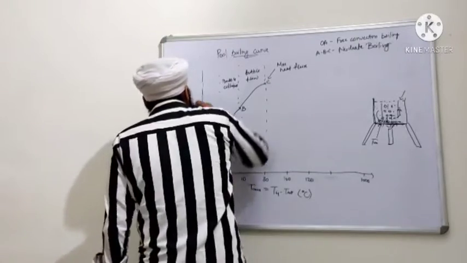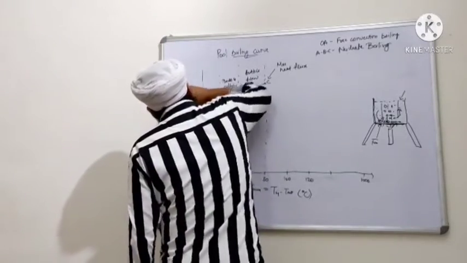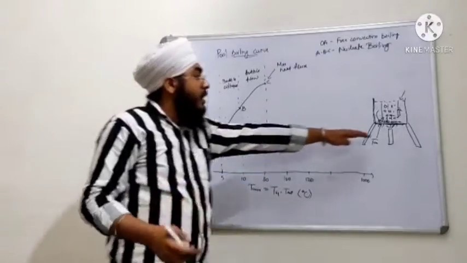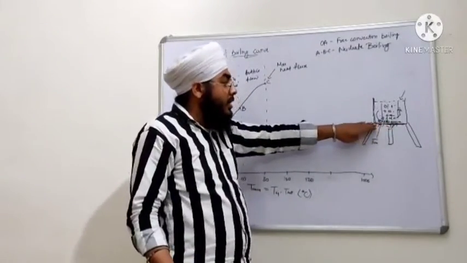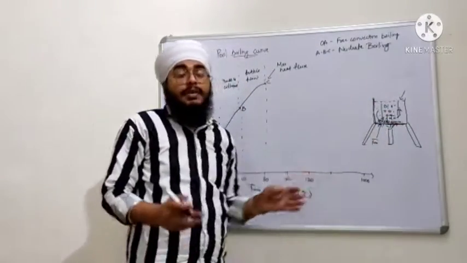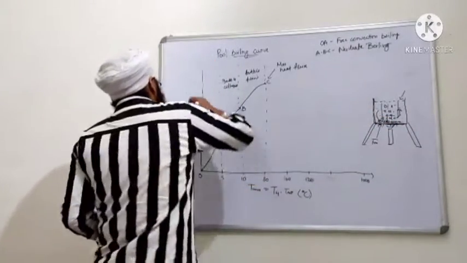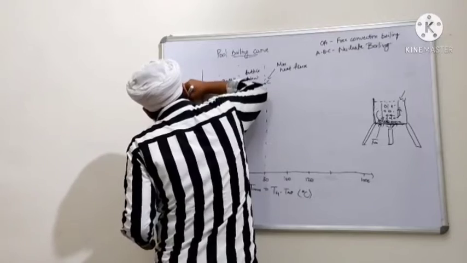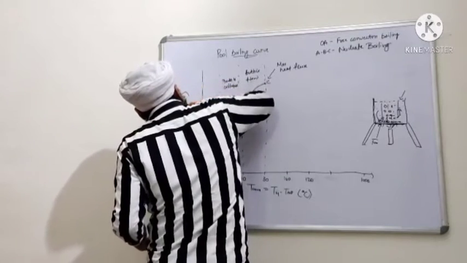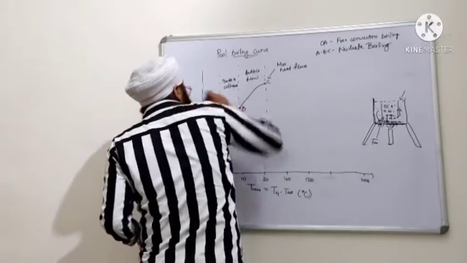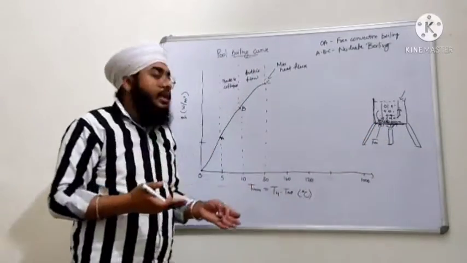On the y-axis we have heat. Now this heat is the heat transferred by the solid surface to the liquid, per unit solid surface. So it will be in watt per meter square, as we are taking the unit solid surface.